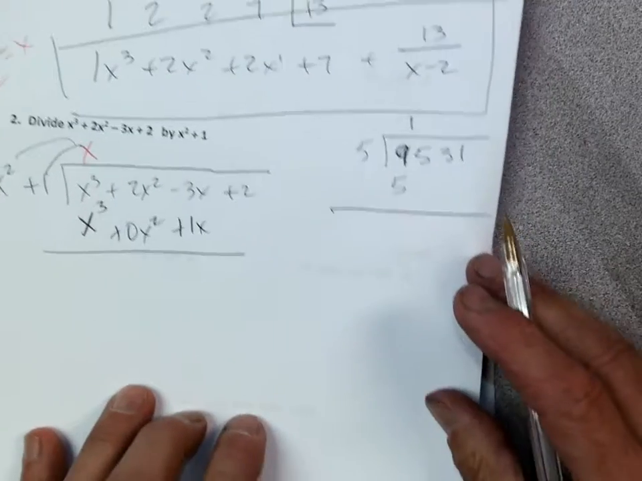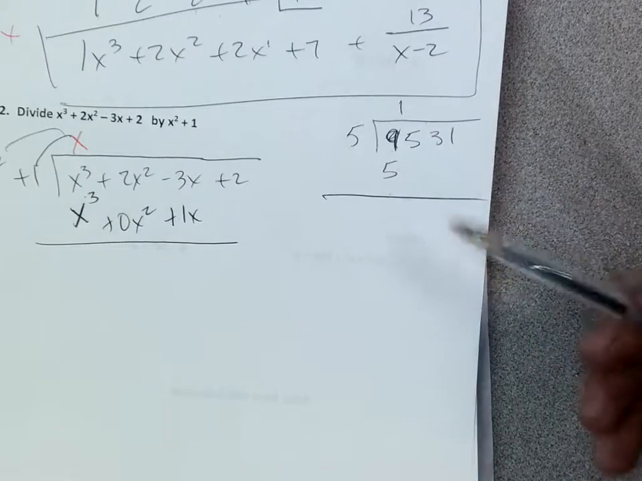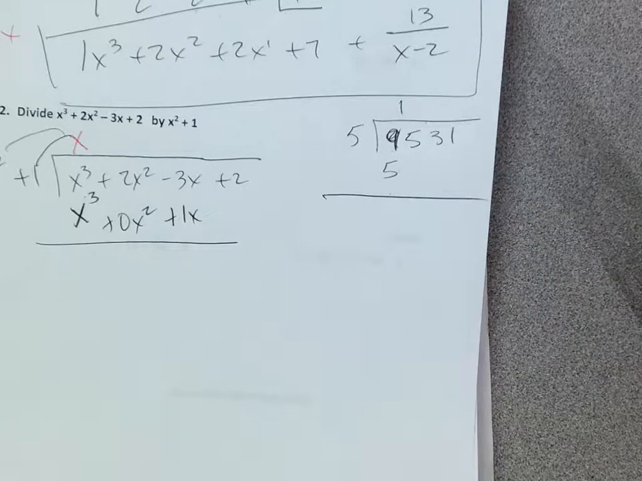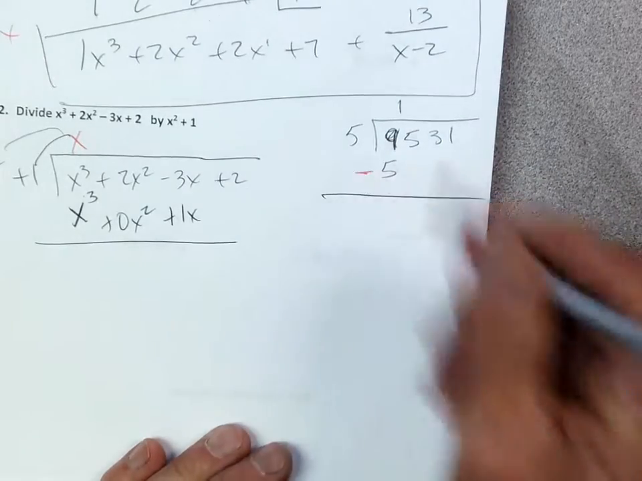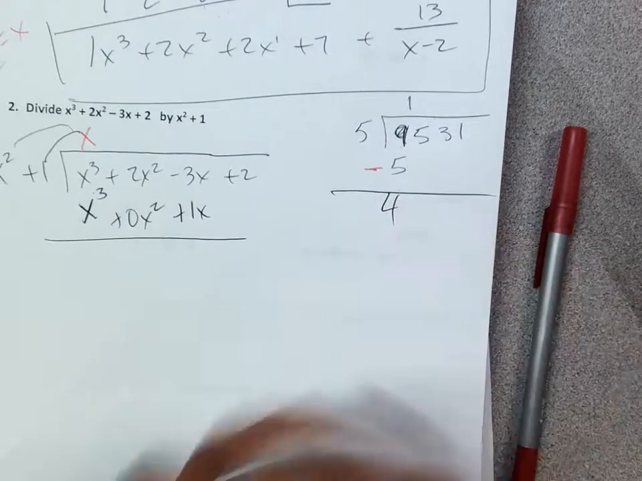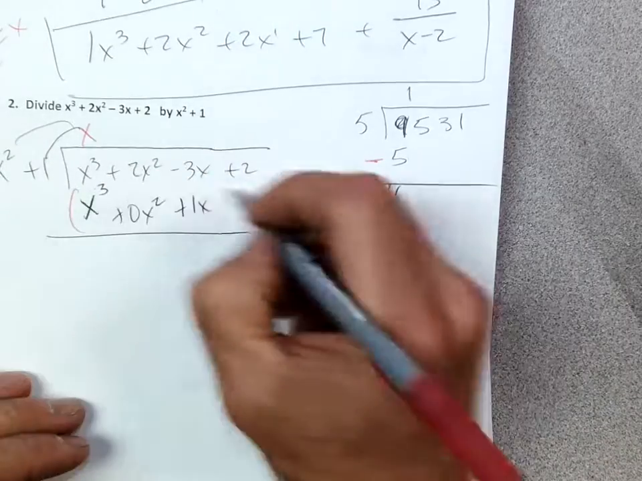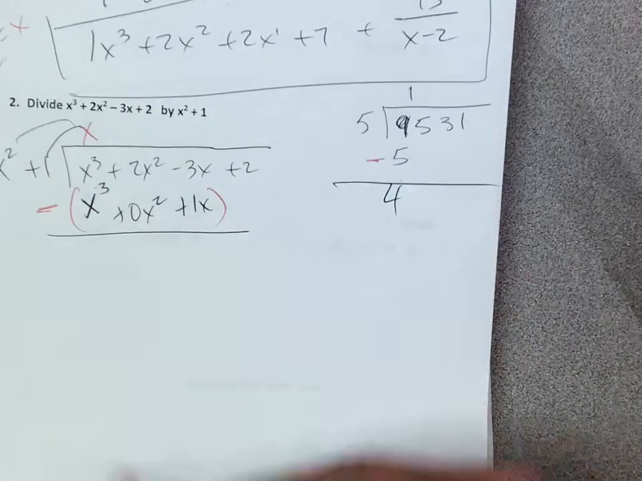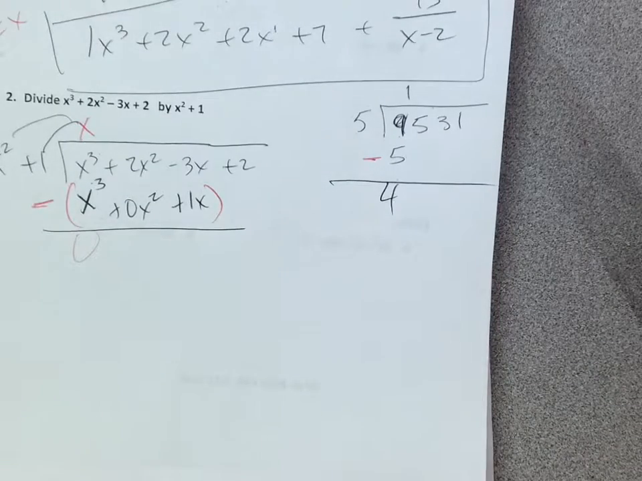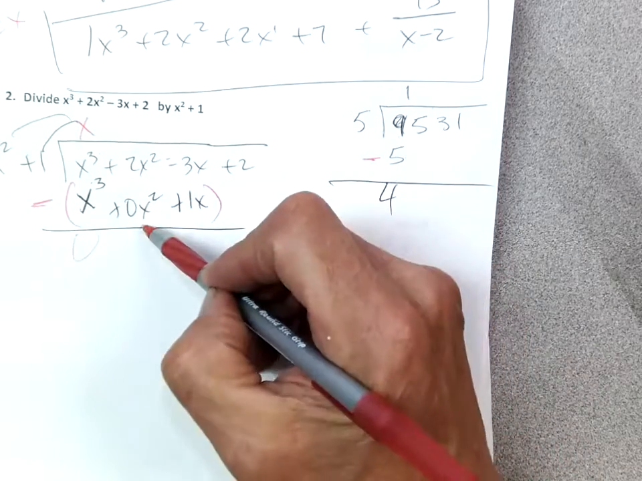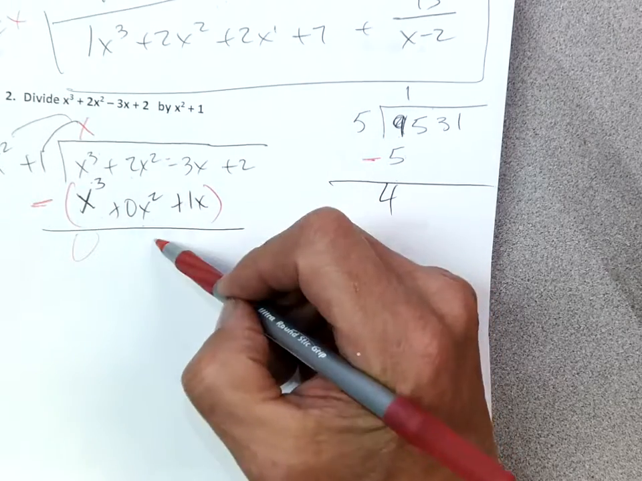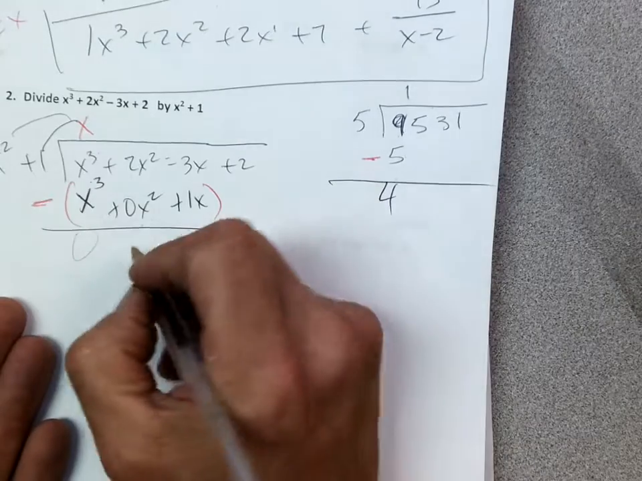Okay, let's go back to this one. Back to 6th grade math. So 5 goes into 9 one time. 1 times 5 is 5. And then we subtracted, didn't we? We subtracted 9 minus 5, and we got an answer of 4. So the same thing. We're going to subtract this. X cubed minus x cubed is nothing. That's just gone. And then I've got a 2x squared minus a 0x squared, which is just a 2x squared. You okay with that? 2x squared.